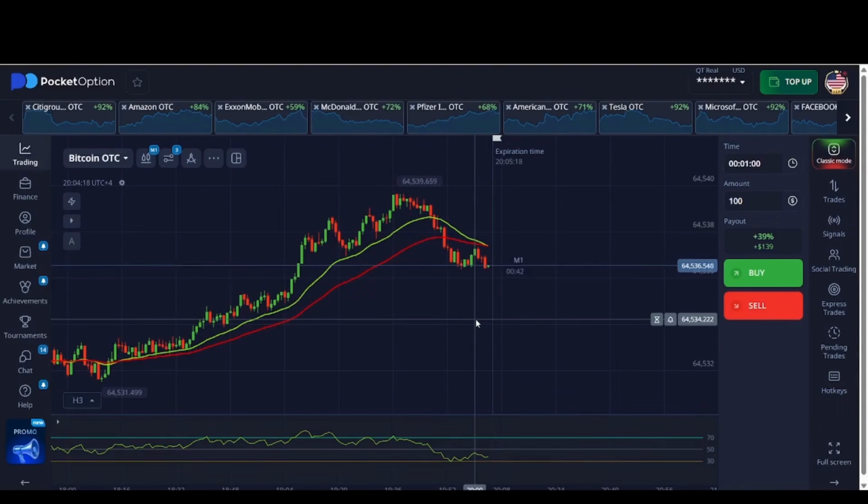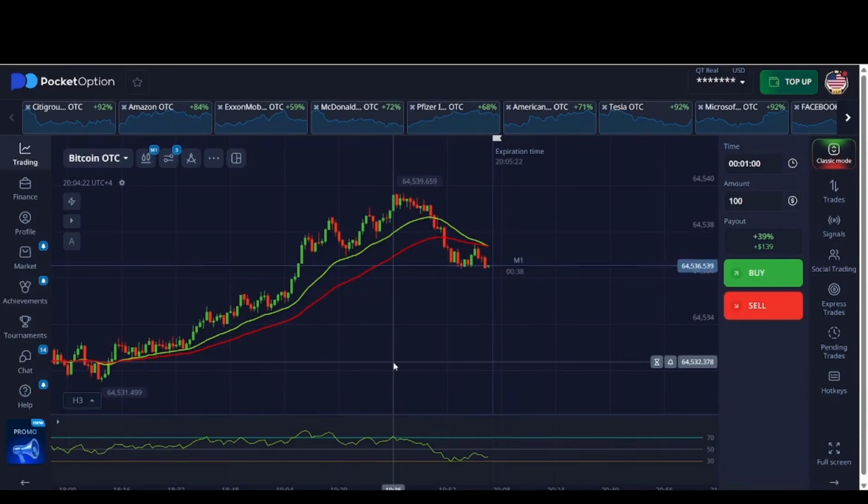I have already shared the settings for both the moving average and the RSI in our previous videos, so make sure to check them out. Now let's see how you can combine both indicators.